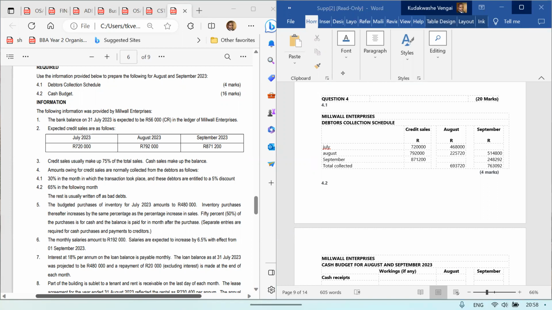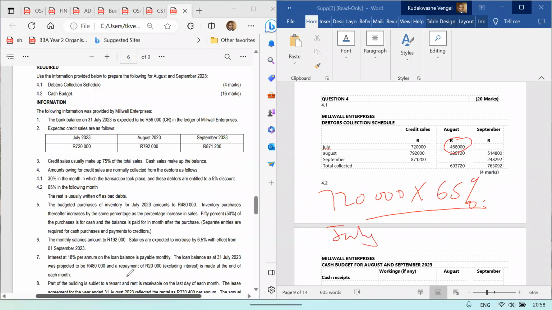Your screen was not showing how you're doing your calculations, and the one for September. For July, it's 720,000 multiplied by 65%. That's where you get this one for July. Because remember, in July we collect 30% in July and we collect 65% in August. So the reason we are recording this here is the 65% that we collect in August. Is that clear? It is clear, thank you.